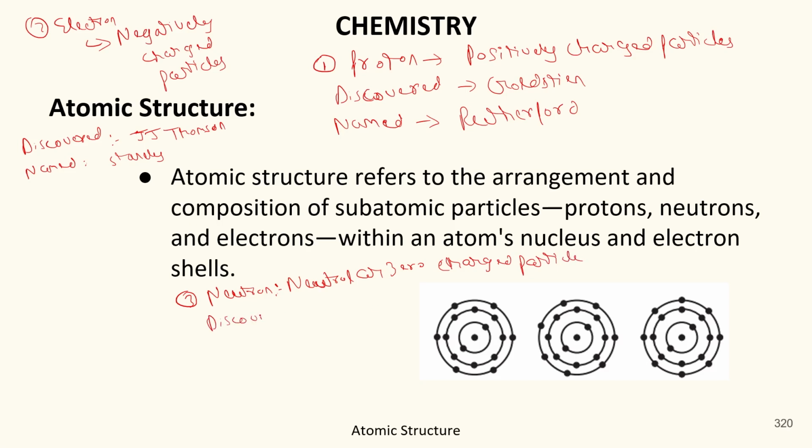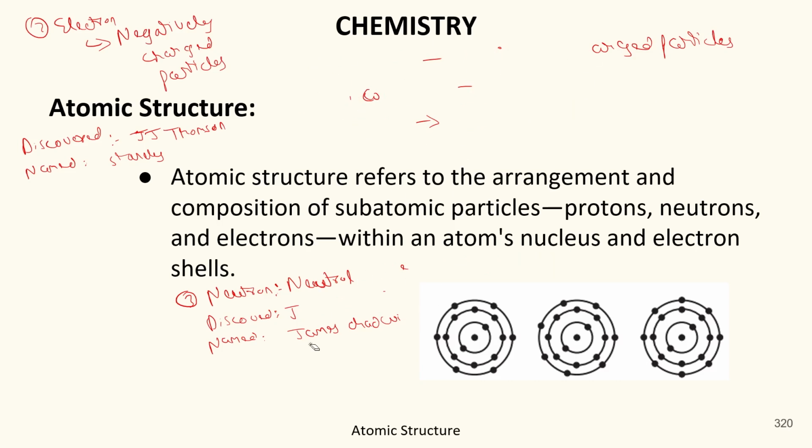It was discovered by James Chadwick and was also named by James Chadwick. Got it? So protons are positively charged particles discovered by Goldstein, named by Rutherford, whereas neutrons are the neutral or zero charge particles discovered by James Chadwick, named by James Chadwick. Whereas electrons are the negatively charged particles discovered by J.J. Thomson and named by Stanley.